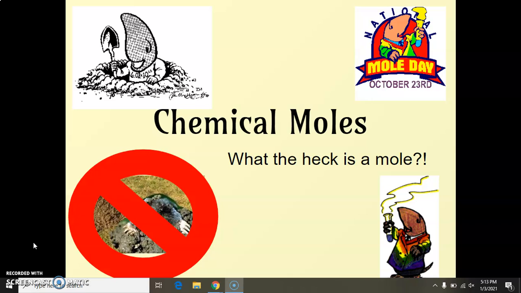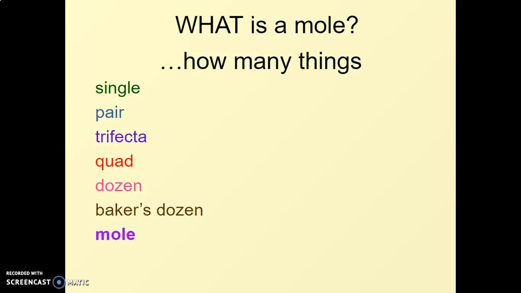instead in chemistry when we're talking about moles, we're actually using that term mole to describe how many things we have. Just like we use some of these words like single to mean that we have one thing, pair means two things, and so on and so forth. A dozen means 12. Baker's dozen, we know, means that we have 13. Saying that we have a mole of something is the same exact thing. It's just telling us a different number.